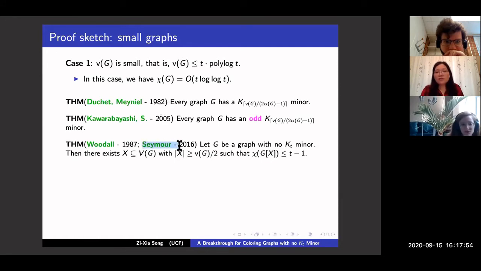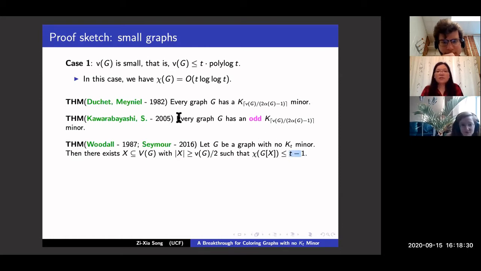When Seymour wrote his survey back in 2016, he observed that the proof of Duchet–Meyniel actually gives you this property. If a graph has no KT minor, then you can find a vertex set X with at least half of the vertices you have, such that the graph induced on X is T minus 1 colorable. Later we found out Udo actually proved a stronger one. You can make the same thing, but the chromatic number can be made T minus 2.